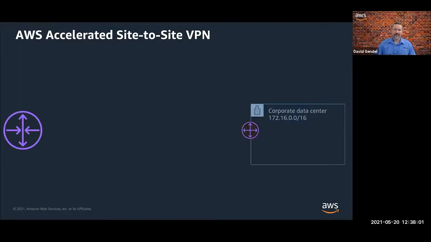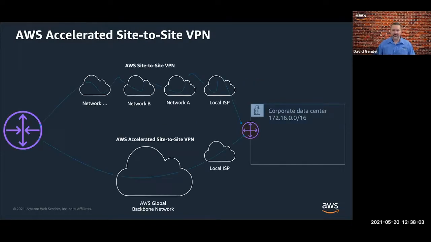So let's take a closer look at how this works. Let's kind of plug all this in. The top portion of the slide represents your typical internet-based VPN path. You're going to traverse multiple networks through the internet before finally reaching AWS. Your data is protected because it's encrypted, but there are multiple hops on independent networks along the way.